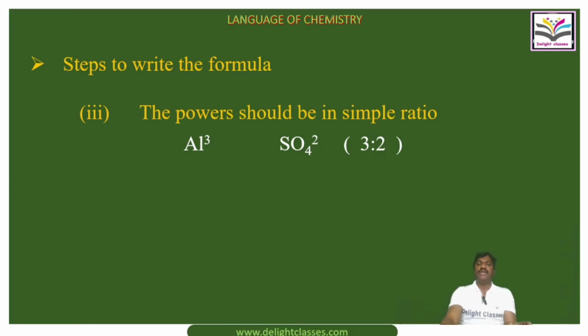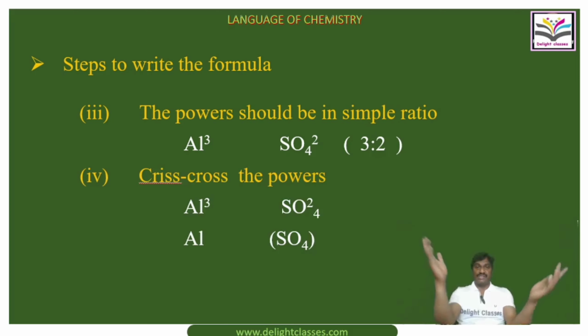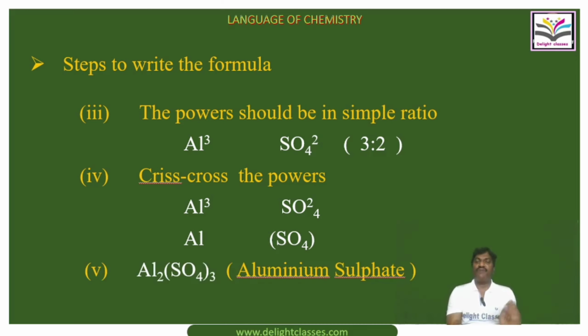Afterwards, you have to crisscross the ratios. For aluminium, 3 is there, it goes to sulfate. Sulfate 2 is there, it goes towards aluminium. But here we have to remember that sulfate is a group of atoms. That's why you have to keep it in parentheses. Finally, the formula: aluminium sulfate, Al2(SO4)3. Got it? Now tell me, what is a formula? A short form of a molecule is a formula.